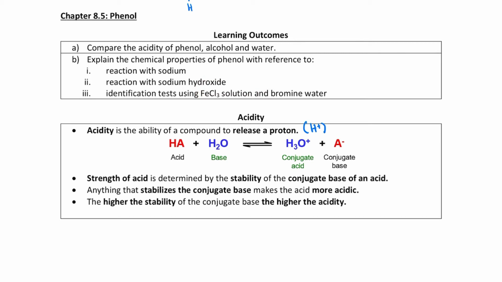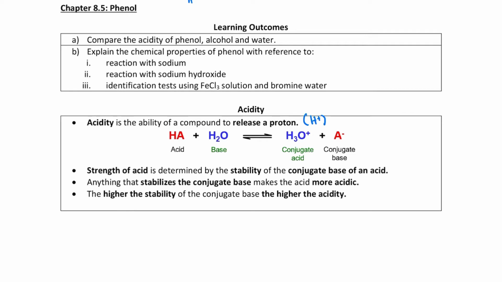Maksudnya kalau kamu ada phenol dengan solution lain, kamu nak differentiatekan phenol dengan alkohol aliphatic yang lain, you can use these 2 test lah, sama ada ferric chloride solution ataupun bromine water. Okay, so jom kita belajar acidity dulu. Okay, so what is acidity?